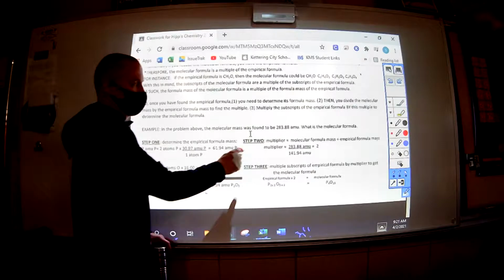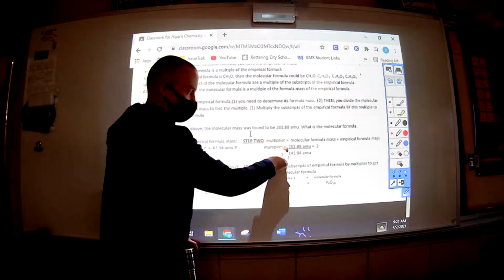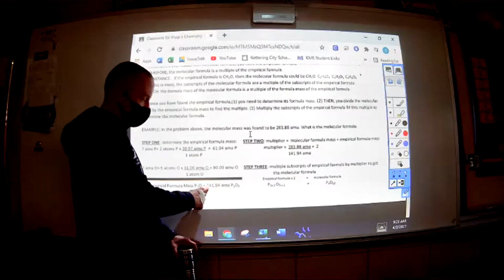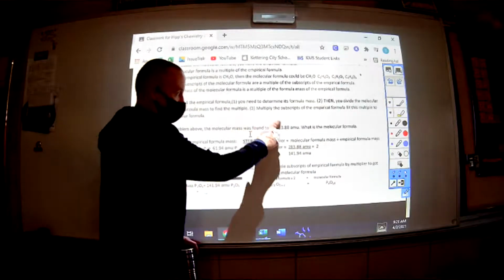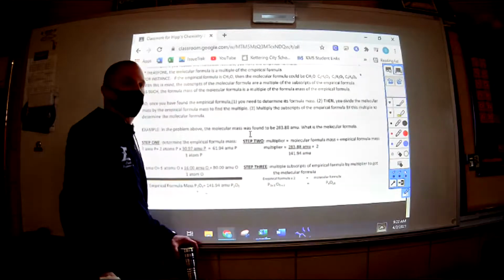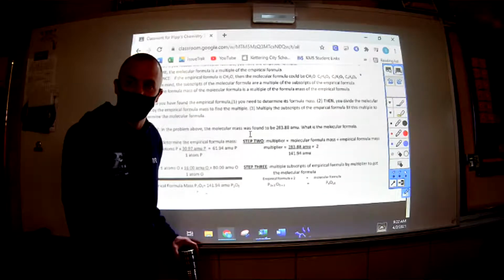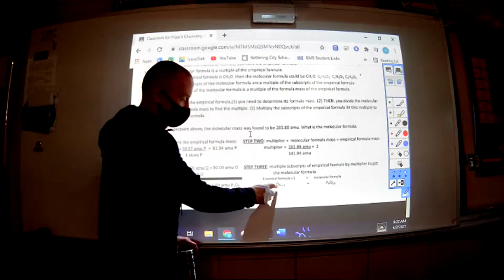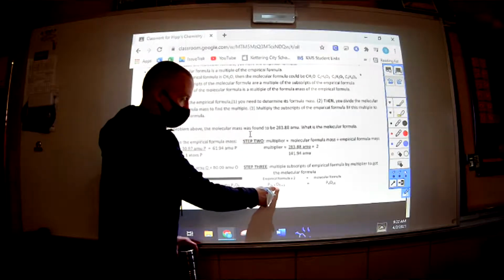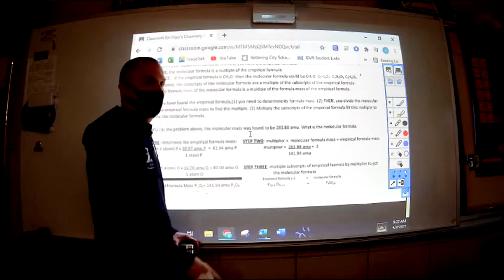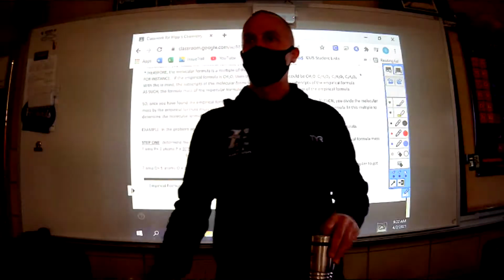What's the mass of the actual formula? 283.88. If the mass of the empirical formula is 141.94, the mass of the actual formula is 283.88. The empirical formula was reduced by a factor of 2. So if our empirical formula is P2O5 and it was reduced by a factor of 2, I just take 2 times 2, that's 4. 5 times 2, that's 10. The actual molecular formula would be P4O10.